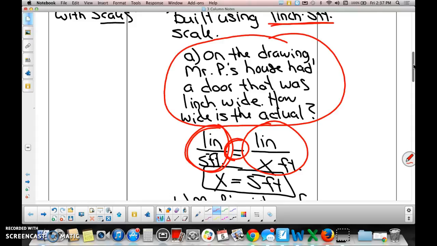And then what we did is cross products, yes or no? What's 1 times 5? 5. And what was 1 times X? X, and I'm done. How wide is my door? 5 feet. 5 feet, yes or no?